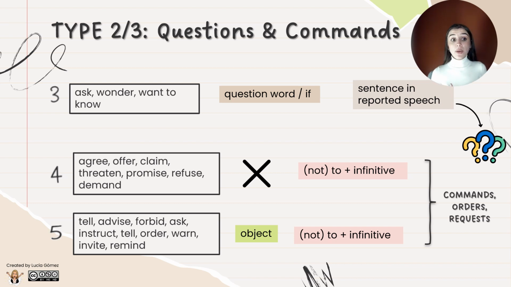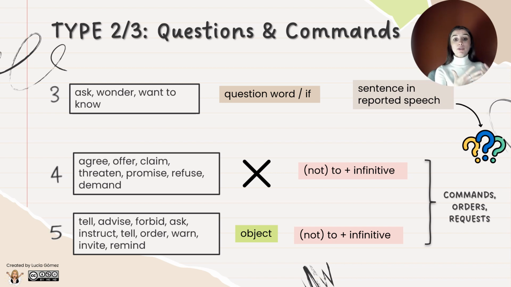Now, what about type 2 and 3? Well, in this case, we're going to work with questions and commands, orders, and so on, respectively. On the one hand, when working with questions, it is usually common to find the verb ask, ¿vale? Siempre que tenemos el verbo ask, lo mismo nos pasaría con wonder, want to know. Tendríamos que elegir entre if or the WH word, and then the full sentence. Meteríamos toda esa oración, siempre recordando pues que primero va el sujeto, luego el verbo y todo lo demás.